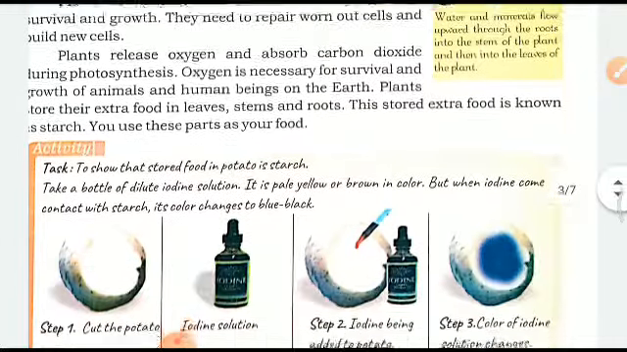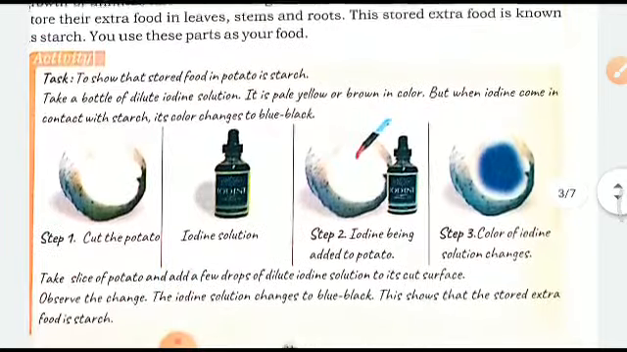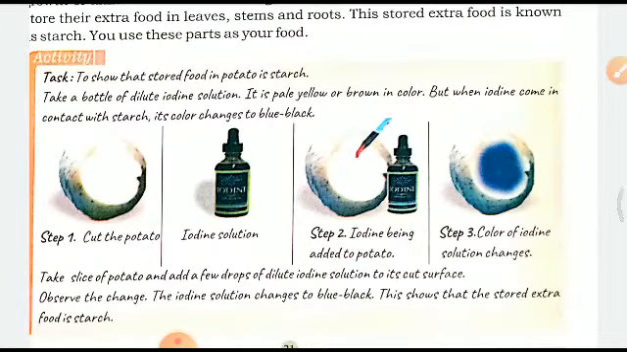Now there is another activity given here to show stored food in potato as starch. Take a bottle of dilute iodine solution. It is pale yellow brown in color, but when iodine comes in contact with starch, its color changes to blue black. See, it's there in the picture.